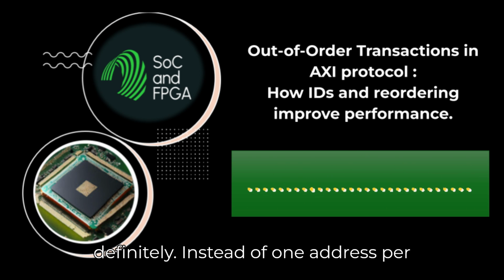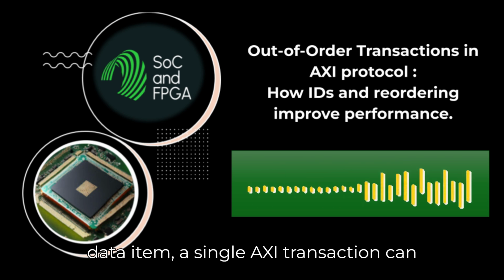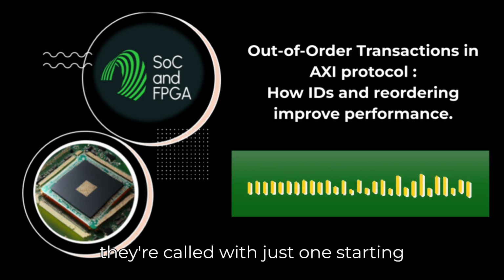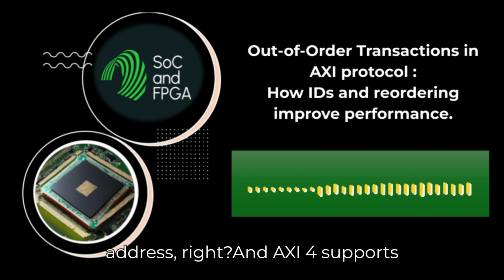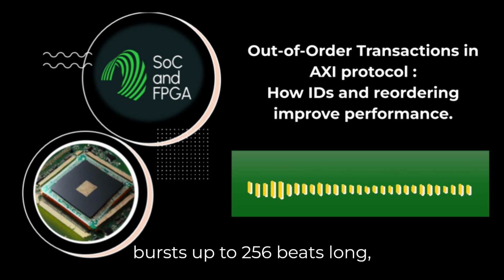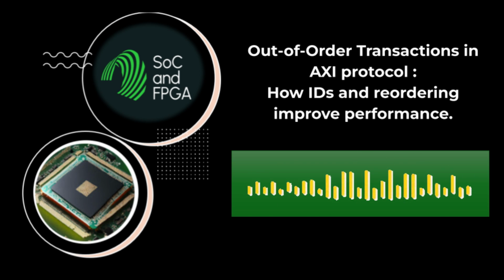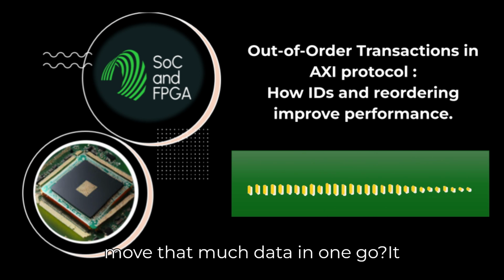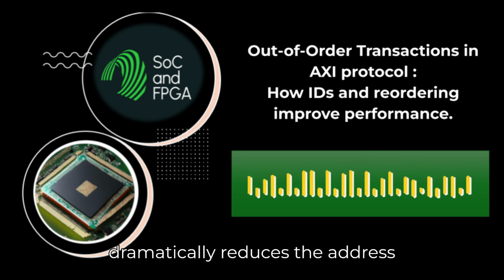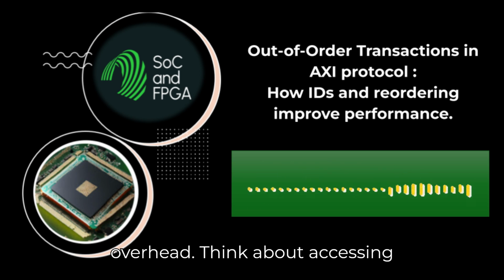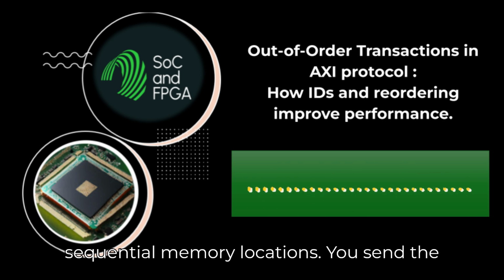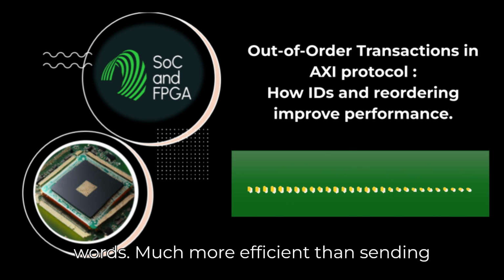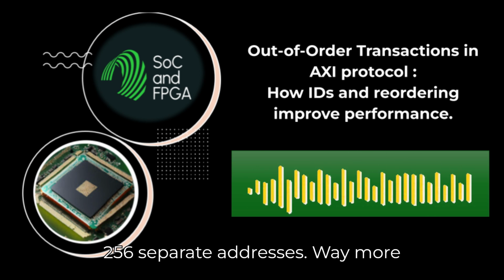Oh, definitely. Instead of one address per data item, a single AXI transaction can transfer multiple data items, beats they're called, with just one starting address. Right. And AXI4 supports bursts up to 256 beats long. 256. What's the impact of being able to move that much data in one go? It dramatically reduces the address overhead. Think about accessing sequential memory locations. You send the address once, then stream up to 256 data words. Much more efficient than sending 256 separate addresses.